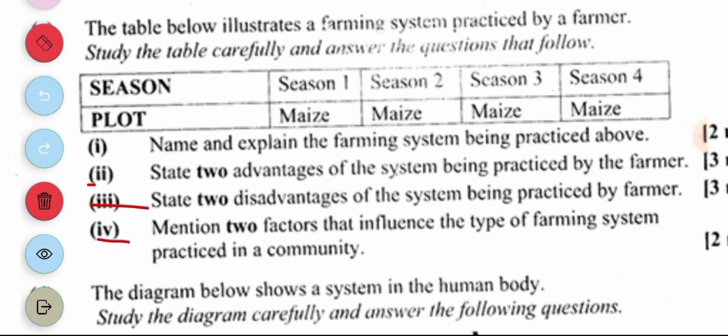And the IV says, mention 2 factors that influence the type of farming system practiced in a community. So in any community, first of all, what the farmer will consider is the climate and the soil type, even to the point where he has to measure the soil pH, and also economic consideration. So what type of crops do you think will be patronized or will be purchased by people in a community?